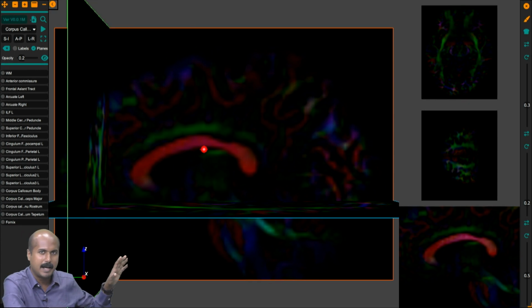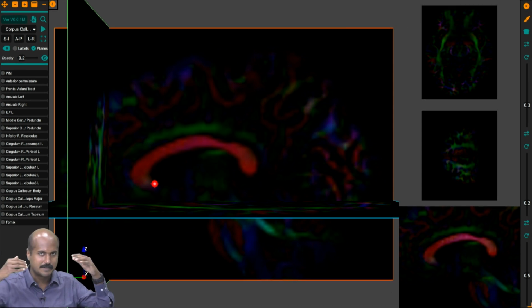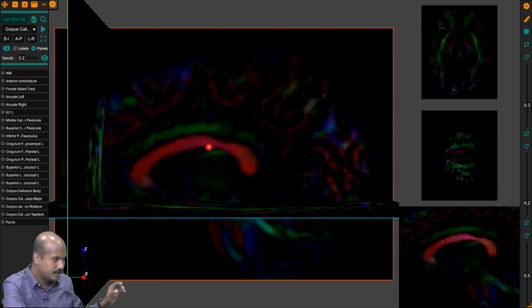It's called an FA map, the fractional anisotropy map. I'm not going into the details of that, but what you are seeing here are the corpus callosum fibers that are crossing from one side of the brain to the other side, from one cerebral hemisphere to the other. Since it is crossing the brain like this, it has a red color in that FA map. So these are the different parts of the corpus callosum.